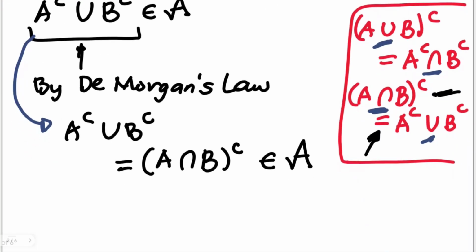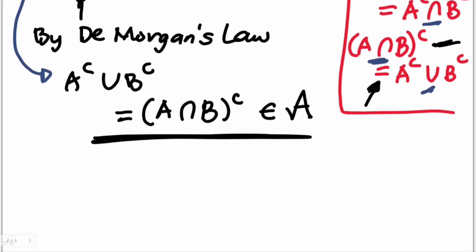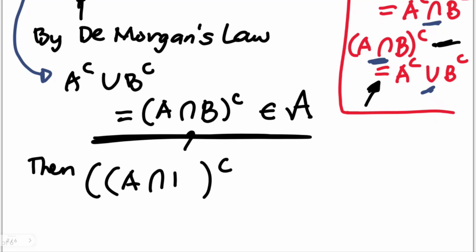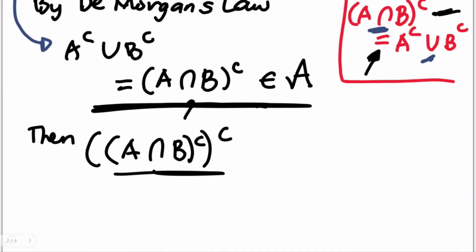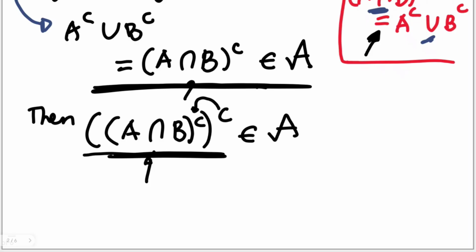Now, finally, once we arrive at this, take note that if this exists in A, then its complement, so we have the complement of the complement of A intersection B. This would mean that, according to A2, since the complement of a certain set is also contained in script A, and since this entire expression is already an element of script A, its complement is also an element of script A. And by the way, what is this equivalent to? The complement of the complement is this expression itself, which tells us, hence, A intersection B is an element of your script A.